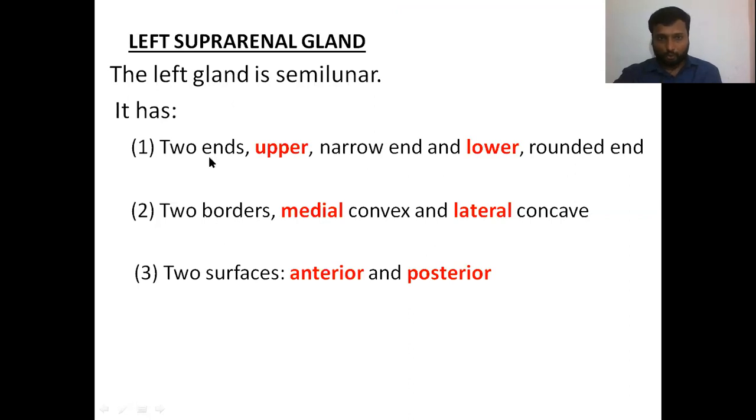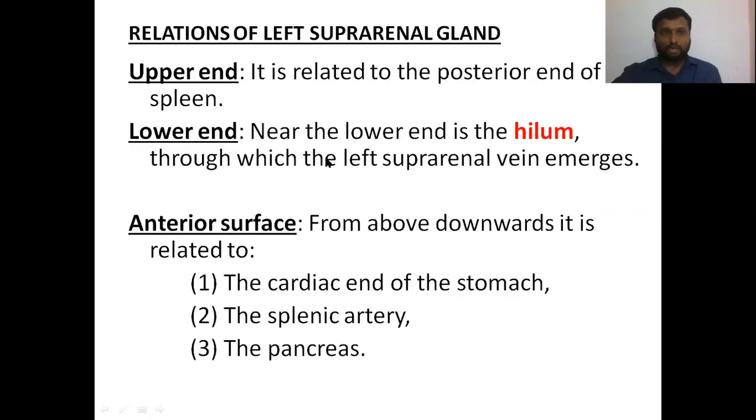Now you see two ends, upper end which is narrow, lower end which is rounded. Then two borders, medial border which is convex and lateral border which is concave. Then two surfaces, anterior and posterior surface. Now relations of this gland. Upper end is related to the posterior end of the spleen. We'll see that later. Then the lower end has the hilum, through which the left suprarenal vein emerges.